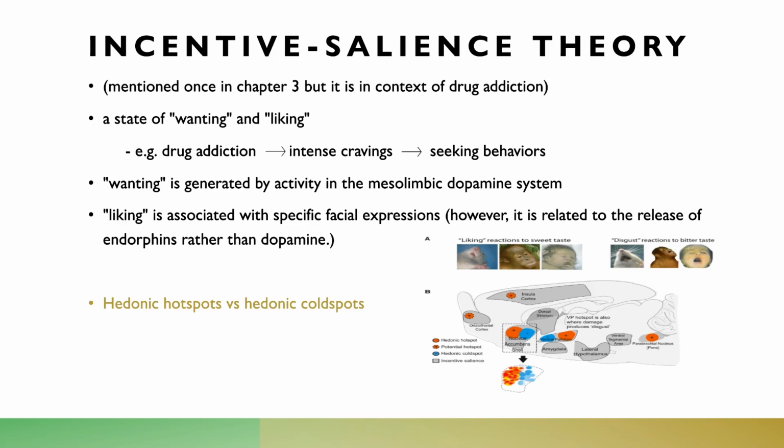So incentive salience theory is mentioned once in chapter 3, but this is in the context of drug addiction. Incentive salience theory is about a state of wanting and liking. For example, drug addiction leads to intense craving and it leads to seeking behaviors. Wanting is generated by activity in the mesolimbic dopamine system. However, liking is associated with specific facial expressions. It is related to the release of endorphins rather than dopamine.